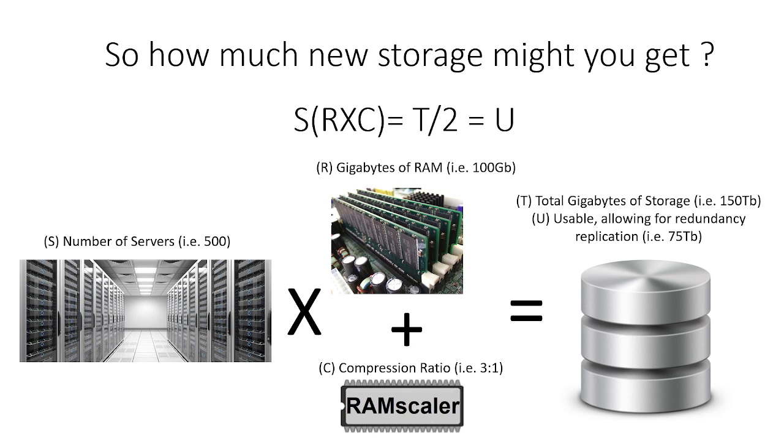And how much compression can we get? In this example, we're going to use a 3-to-1 compression. That's quite conservative. We see quite often between 5 and 10-to-1 compression. So, using a basic equation here, let's look at the amount of available capacity we're able to get with this number of servers and this number of available memory per server. Well, in this equation, we're getting 150 terabytes of what we call raw storage capacity.